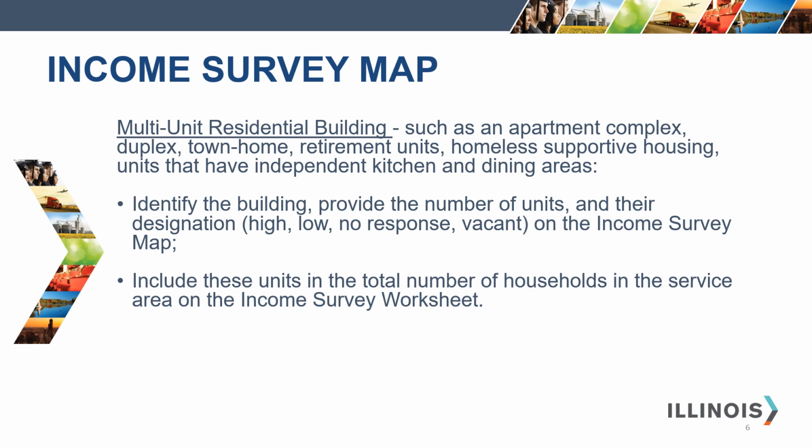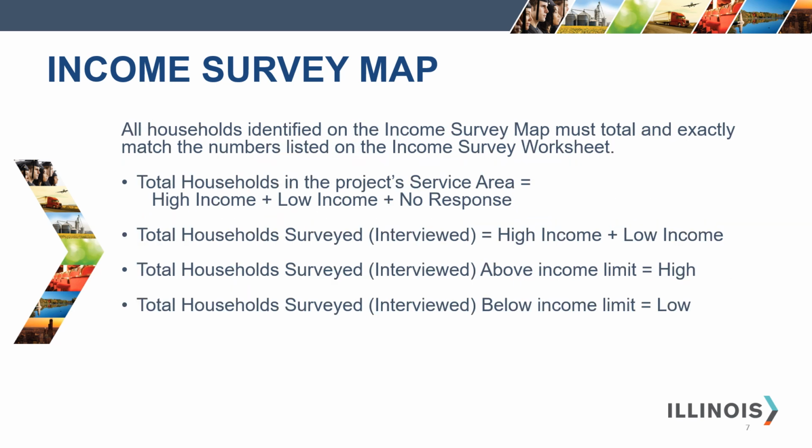Provide the number of units on the income survey map, as well as if they are higher, lower, no response, or vacant units, and include the number of units as part of the total number of households on the income survey worksheet. All households identified on the income survey map must total and match exactly to the numbers listed on the income survey worksheet. Keep in mind that the total households in the service area should equal the higher income, lower income, and no response units on both the map and the worksheet. The total households surveyed should equal the higher income and lower income units on both the map and the worksheet.